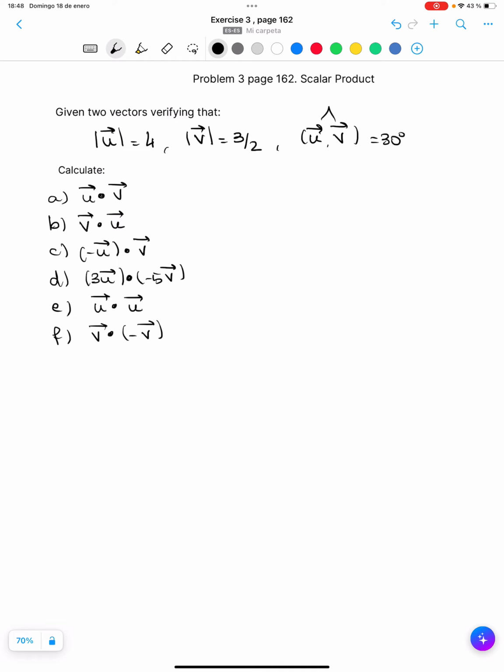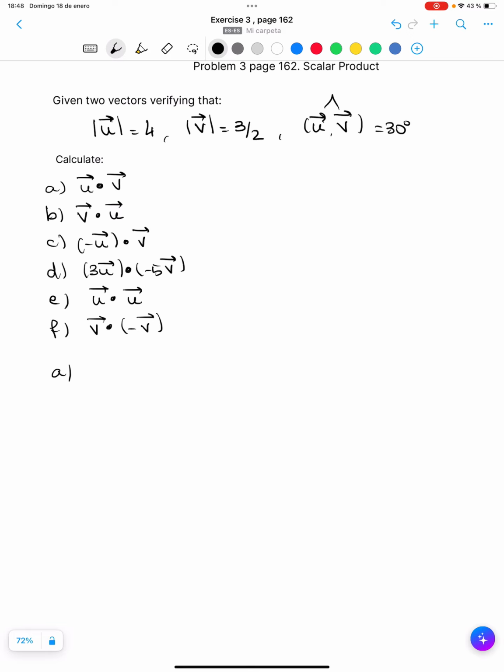In the first one, we have to calculate the scalar product of u and v. So we use the definition of this operation. The scalar product of two vectors, u and v, is equal to the magnitude of the first, u, times the magnitude of the second, v, times the cosine of the angle they make. Cosine of the angle that u and v form. So we substitute the data. Because the magnitude of u is 4, we put 4, times the magnitude of v, 3/2, times the cosine of 30 degrees.